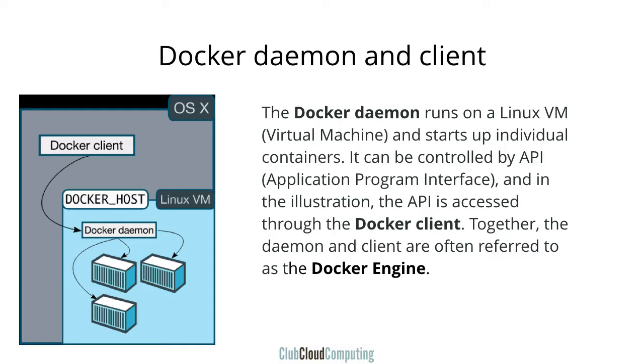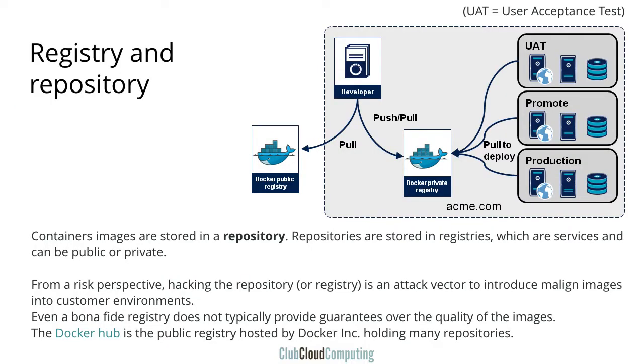Now, where do these images live? That's the registry and repository story. In the picture here, you'll see that there are a couple of registries, which are sets of repositories, and each repository is like your set of images. That's the core thing where the production environment or the user acceptance environment pulls the images from to create the containers.